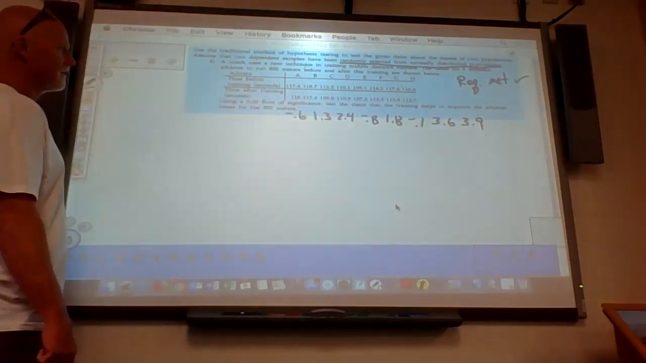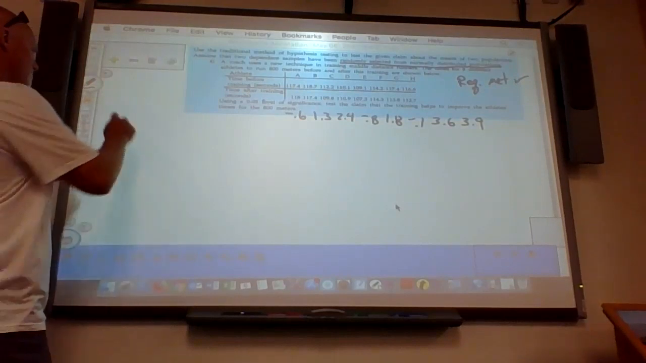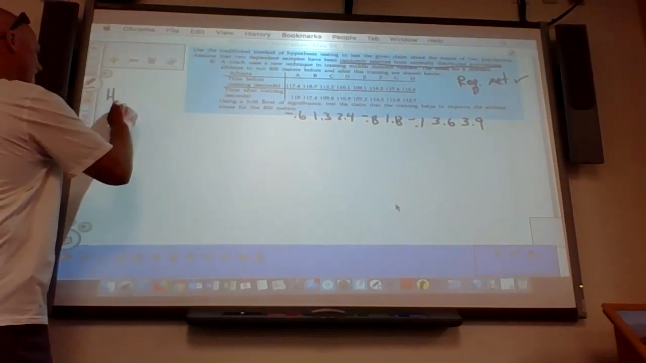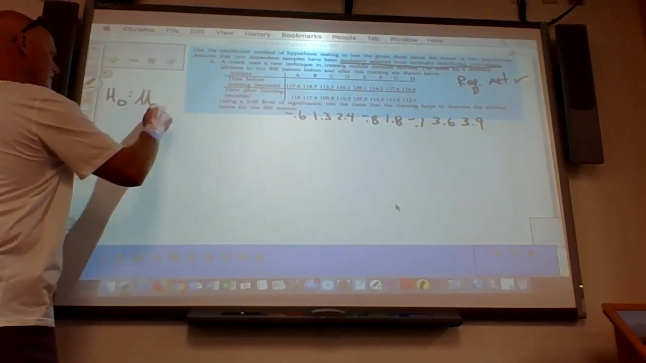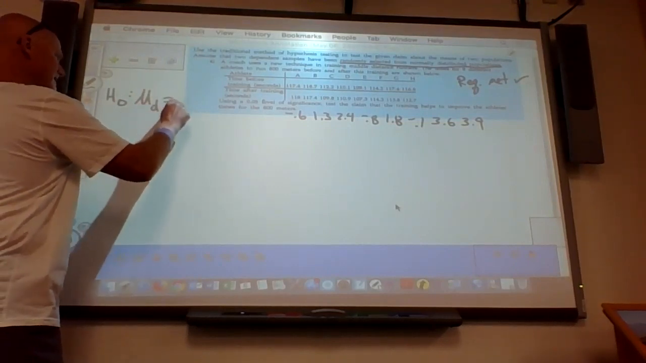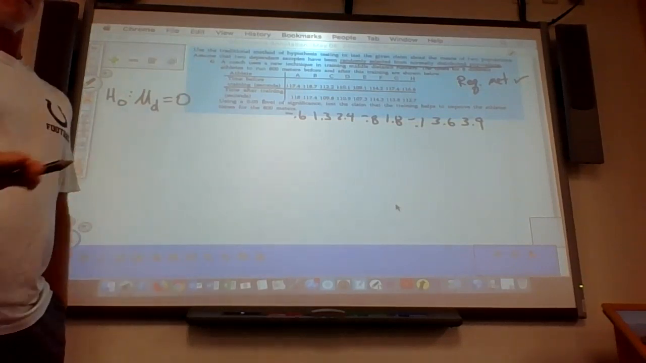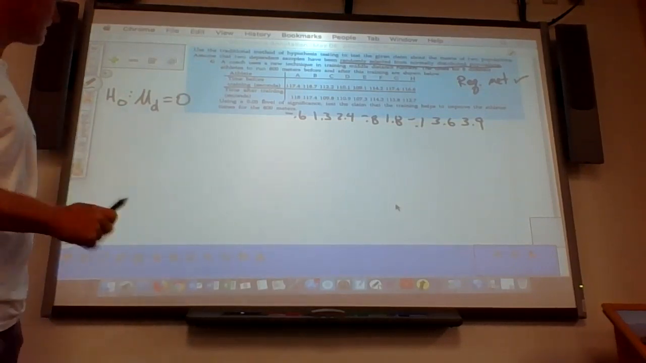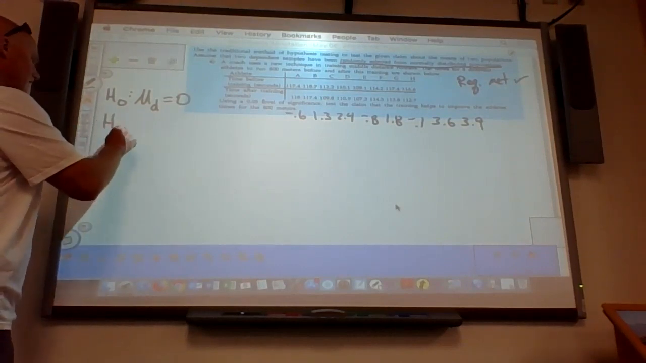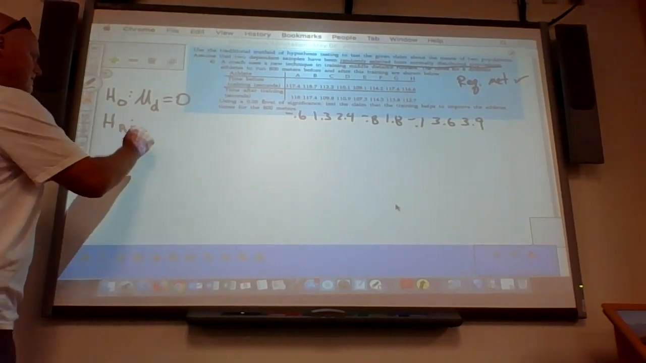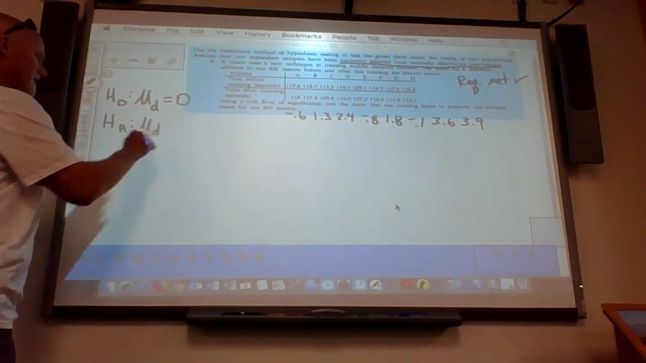Let's do our test here. We're going to go through all of the things that we normally have to have. So first of all, a null hypothesis. It's going to be mu difference is equal to 0. In these matched pair problems, it's always going to be that. And then your alternative hypothesis is going to be the mu difference.